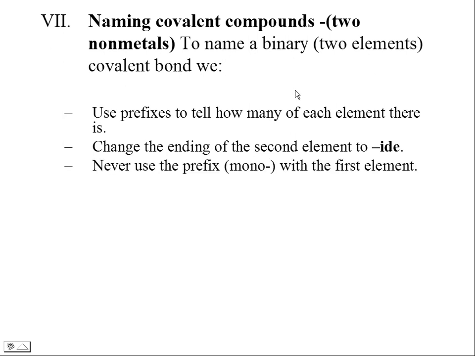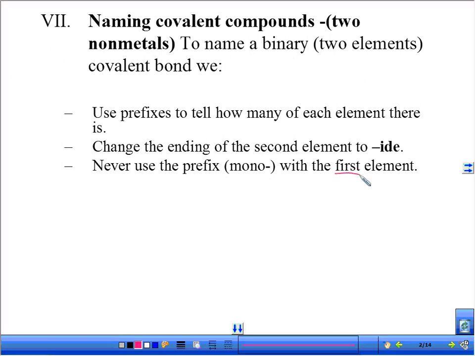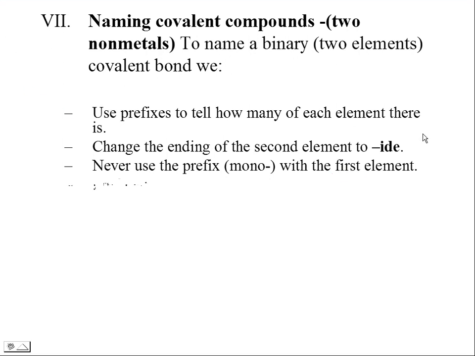You're not going to use the prefix mono on the first element, so you might want to underline that. It's the first element. We will use mono on the second element, but not on the first element. You'll still use the other prefixes with the first element, such as di or tri, just not mono. I don't know why that is. It's just one of those things that we're not going to use.